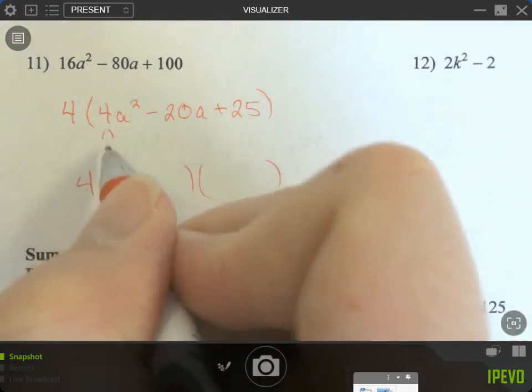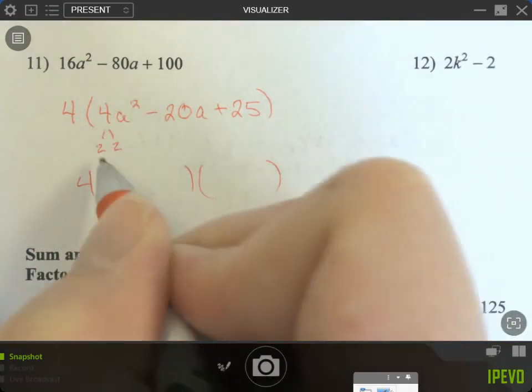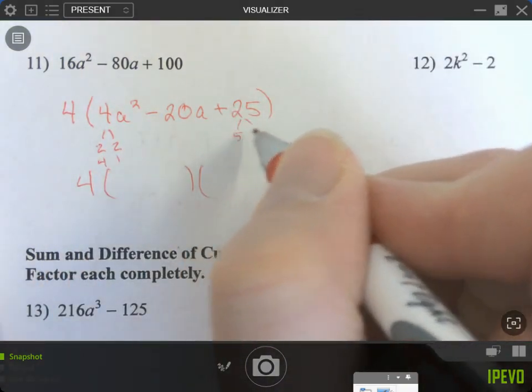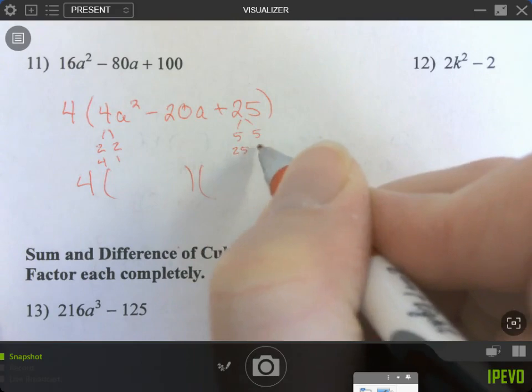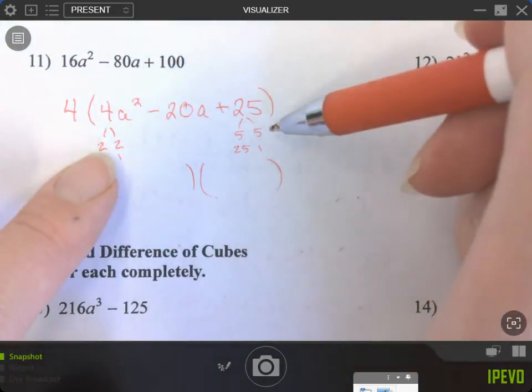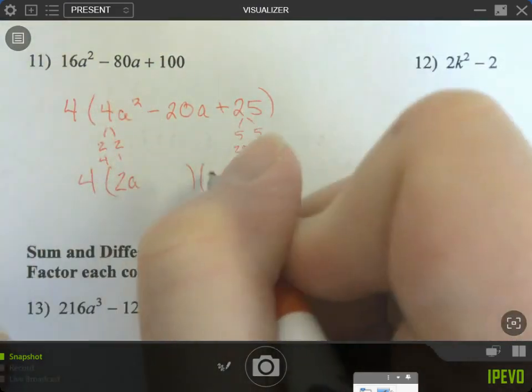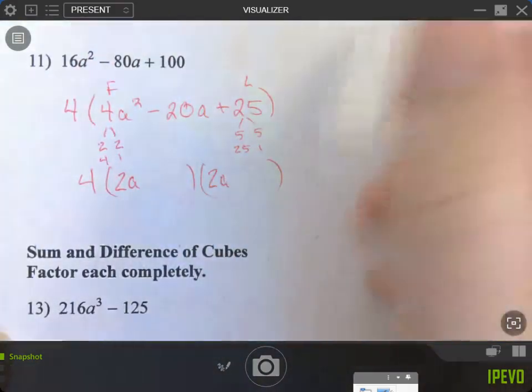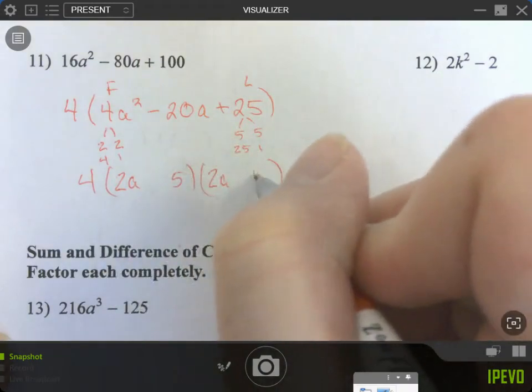Now, if I'm doing trial and error, my first option would be to try 2 and 2, but I also have 4 and 1. And I have 5 and 5, but I also have 25 and 1. I've always said if you have a perfect square, use that double digit, that number times itself. So I'm going to jump in and drop a 2a and a 2a to get my first term. And my last term, I'm going to do a 5 times 5.